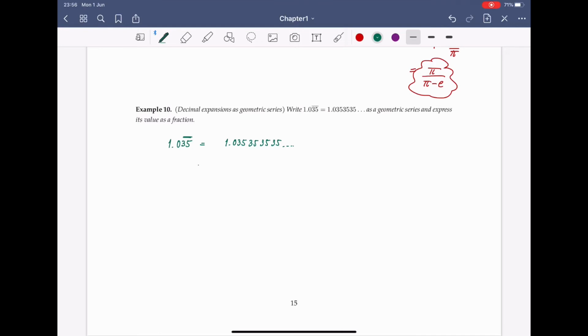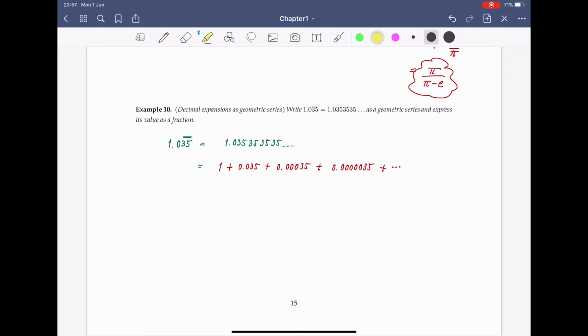So what we are going to do is simplify this thing again. So this is going to be just 1 plus 0.035 plus 0.00035 plus 0.0000035, right? Plus dot dot dot. This is how we do it.